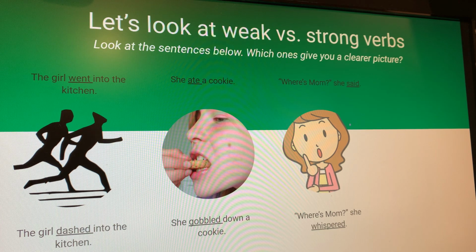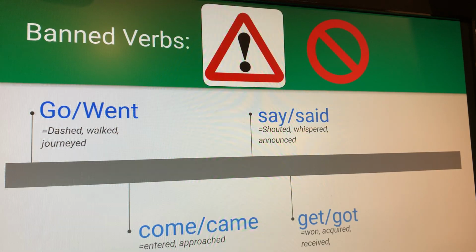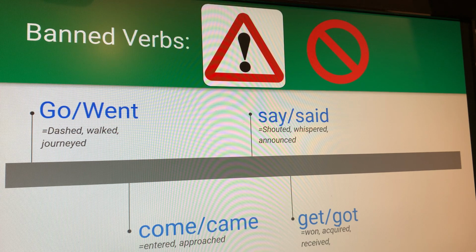You're going to say, where's Mom? Or if it said, "Where's Mom?" she shouted. Well, then you're going to get nice and loud, and you can picture, "Where's Mom?" she shouted. So those descriptive verbs are really going to give such a more full picture of what's actually going on in your writing. This is going to bring us to talk about banned verbs.